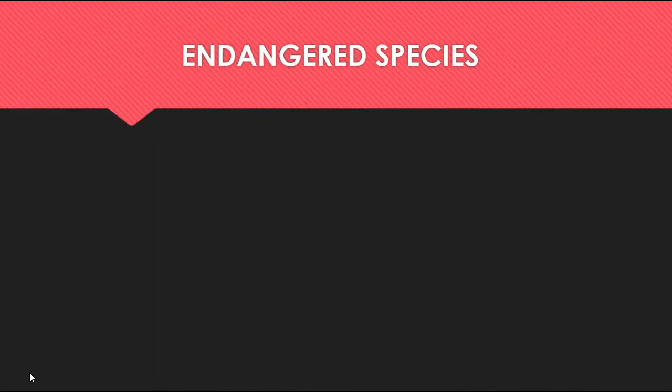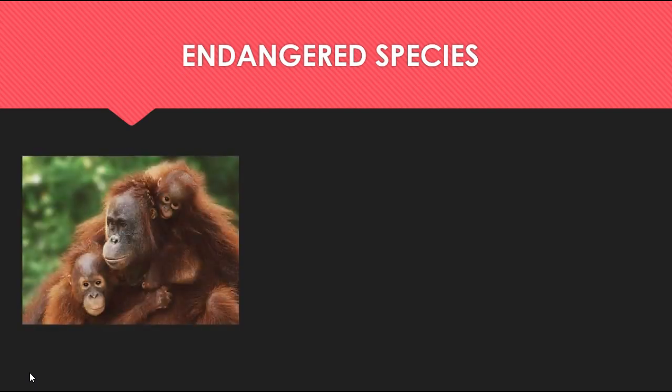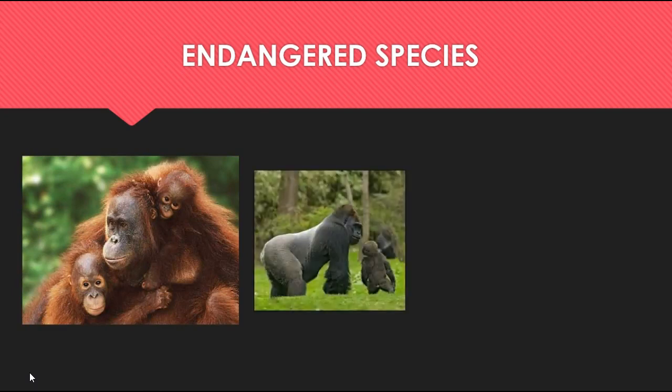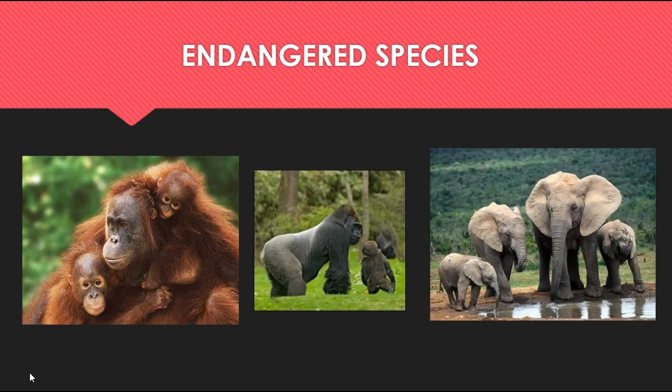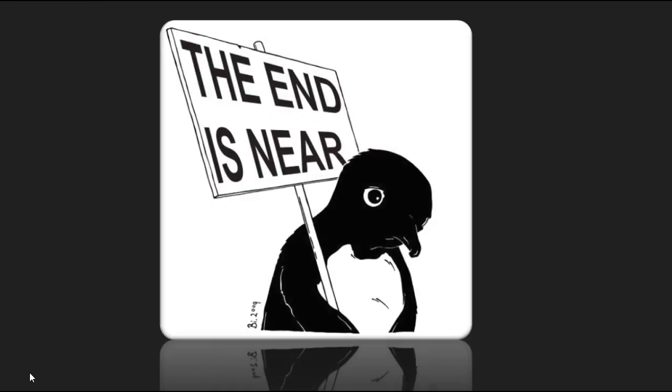And you'll recall, endangered species are species that are in danger of becoming extinct. And these include our orangutan, the lowland gorillas, and elephants. And it's hard to imagine our planet without these majestic creatures. And this is a very sad representation of extinction of a species.